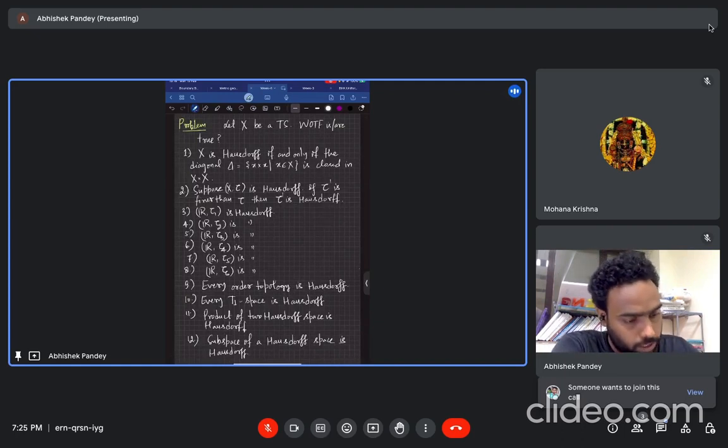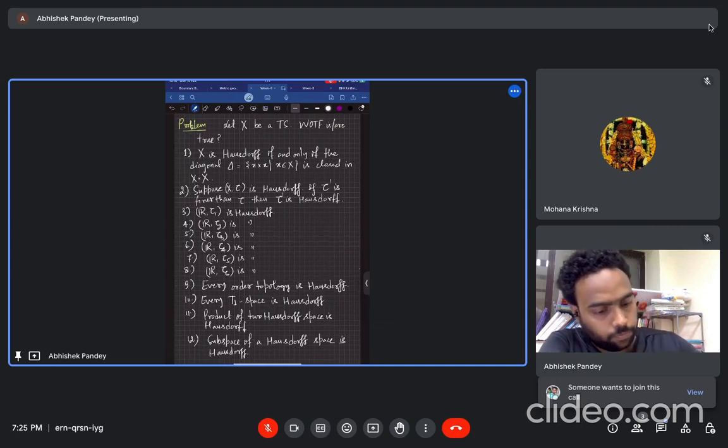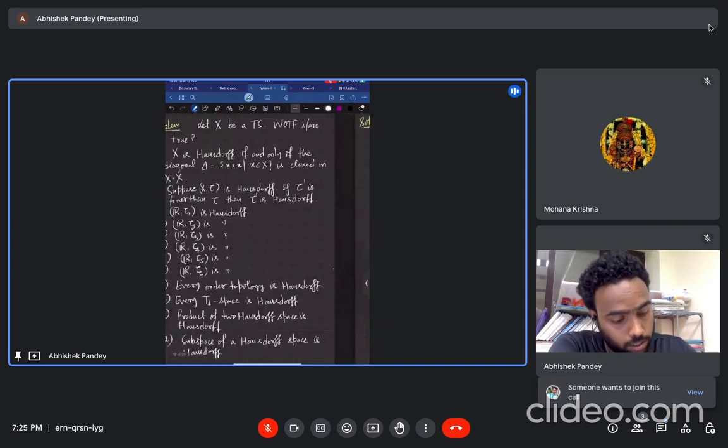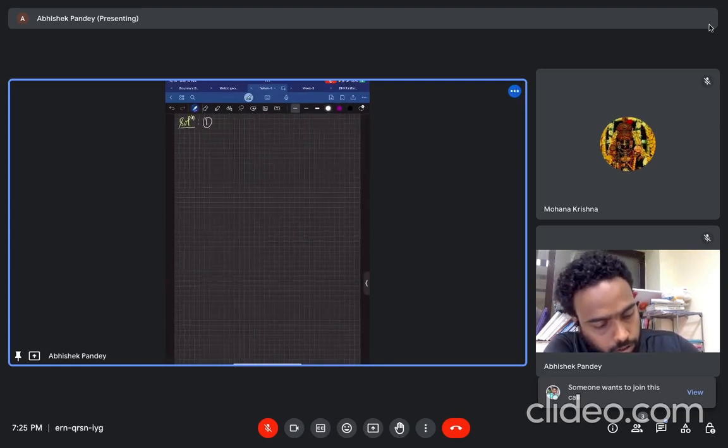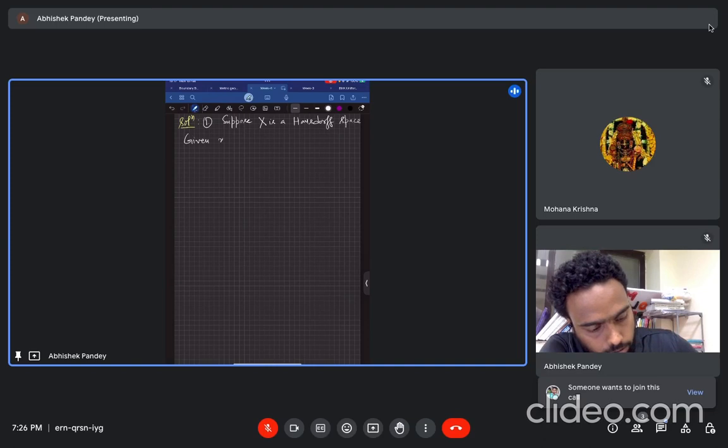So let X be a topological space. Which of the following is/are true? It is the solution. So first thing is X is Hausdorff if and only if the diagonal is closed in X cross X. Okay. So suppose, we will see the first thing. Suppose X is a Hausdorff space. Given x belongs to X. Since X is a Hausdorff space, singleton x is going to be closed in X.